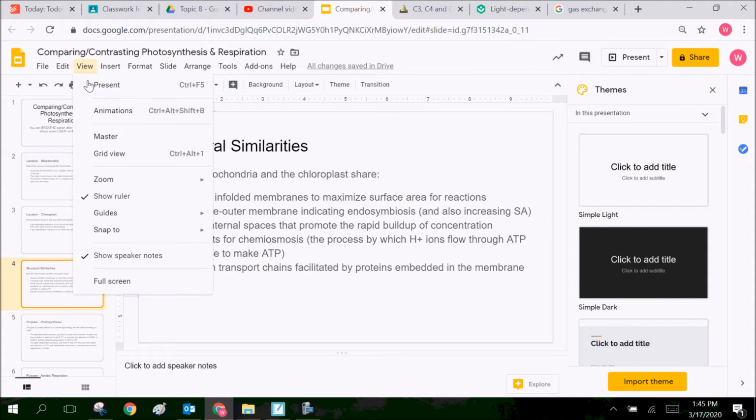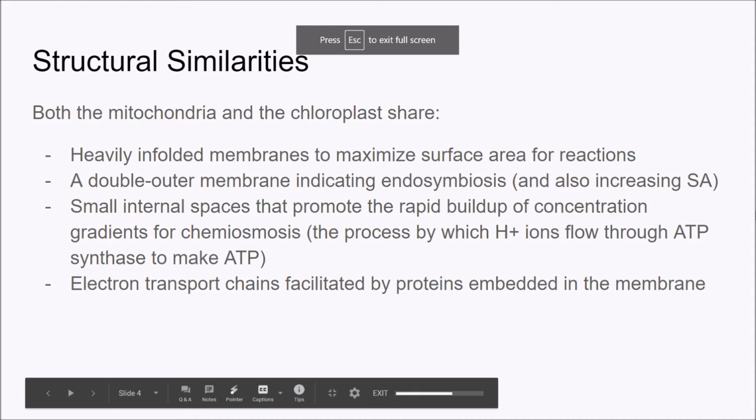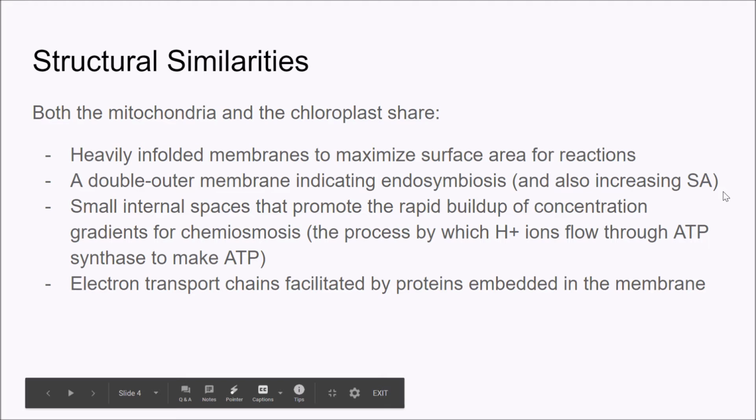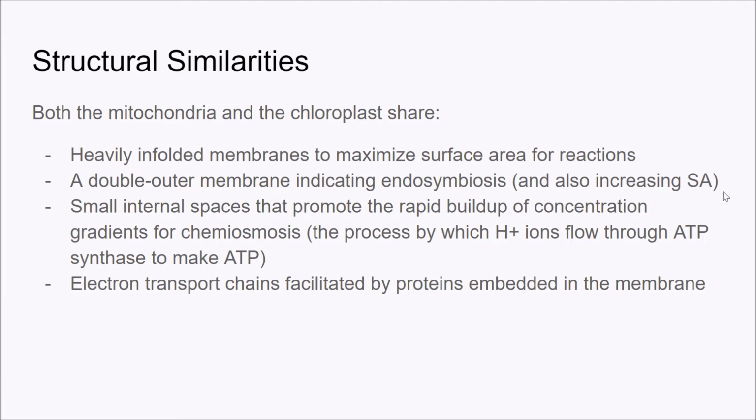There's just one more I want to talk about here. Besides the small internal spaces that promote a rapid hydrogen ion gradient for chemiosmosis, which by the way just means literally the buildup of hydrogen ions or other molecules so that they can flow like water through another molecule like ATP synthase. Remember that osmosis is just a passive flow of water from high concentration to low.